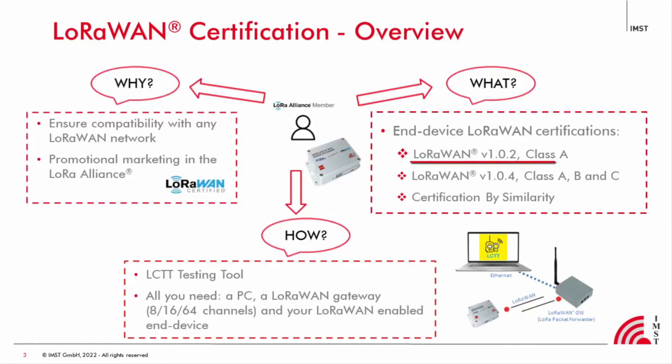Currently, in LoRaWAN version 1.02, only Class A devices can be certified. On the other side, the LoRaWAN version 1.04 includes the certification of Class A, Class B, and Class C devices for all regions defined in the Regional Parameters document. After a successful result, the end device could carry the LoRaWAN certified mark and will be included in the LoRa Alliance promotional marketing. This is valid for LoRa Alliance members or certification affiliates.